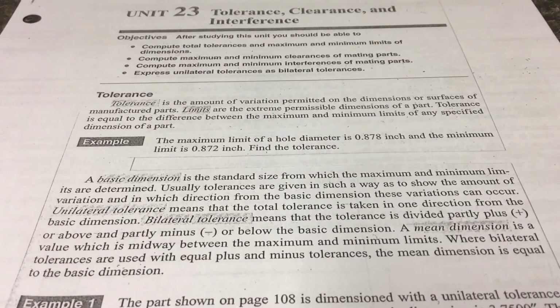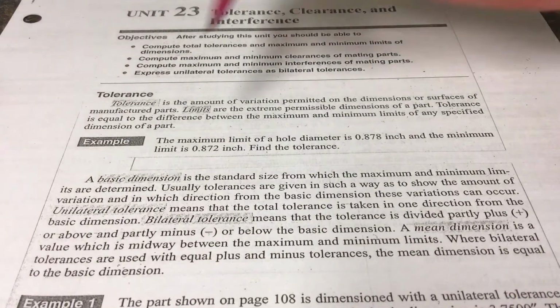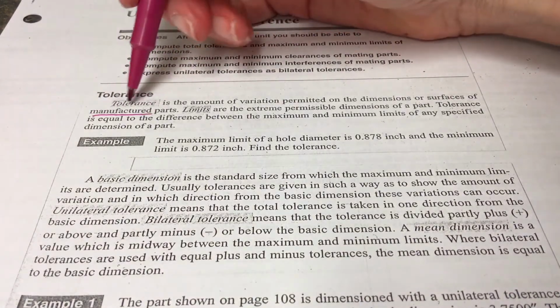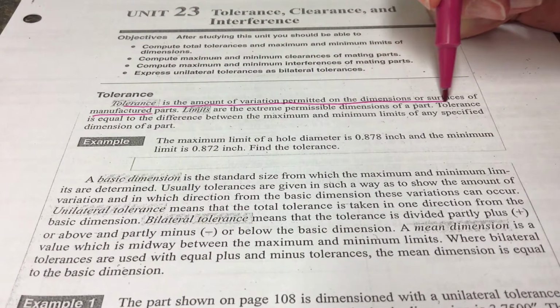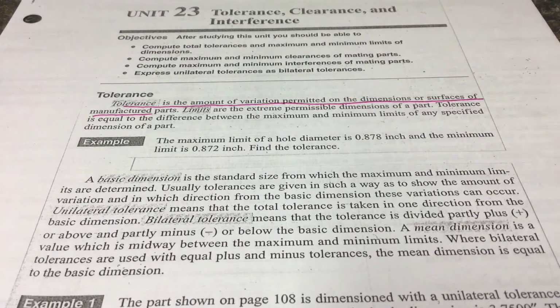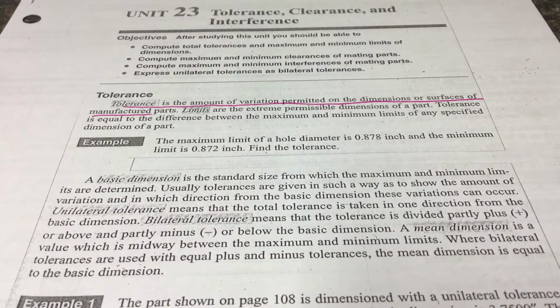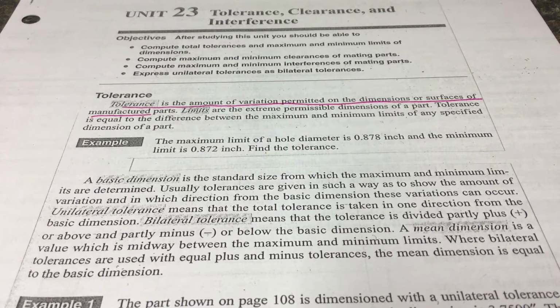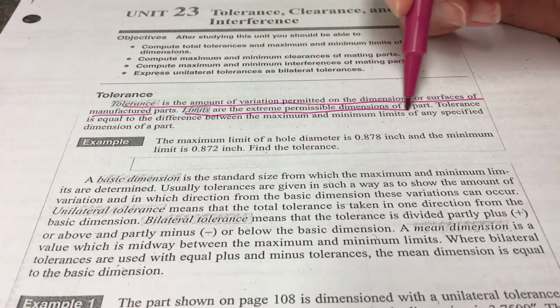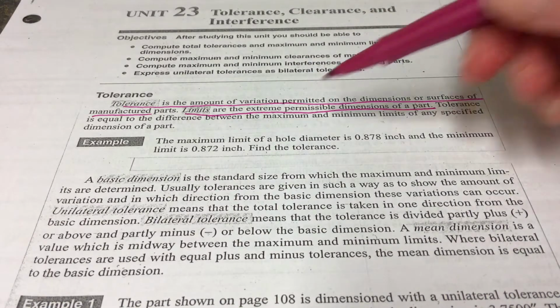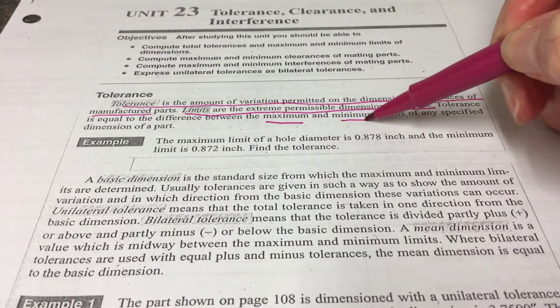Tolerance is the amount of variation permitted on the dimensions or surfaces of manufactured parts. So it's the amount of variation permitted on the dimensions of the manufactured parts. Or if you're an automotive person, it's how much variance you are allowed to have and still be within specs for the car. The limits are the extreme permissible dimensions for the part. We're going to talk about maximum and minimum limits.